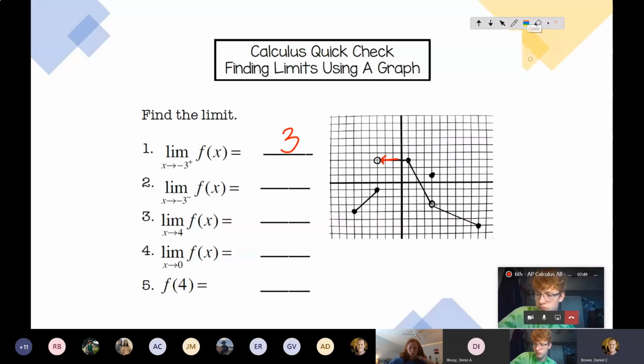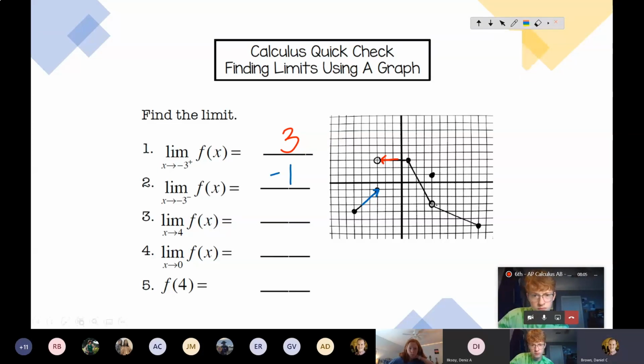Number 2, this has a minus sign, so we're looking at the limit as x goes to -3 from the left. Coming in from the left-hand side of -3, we see that we are approaching the y value of -1.